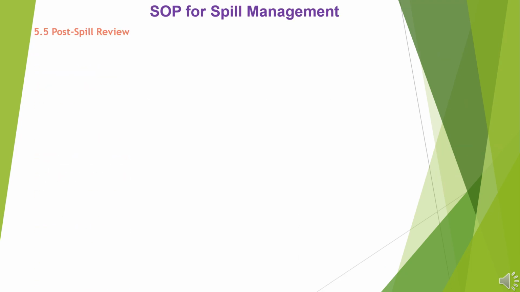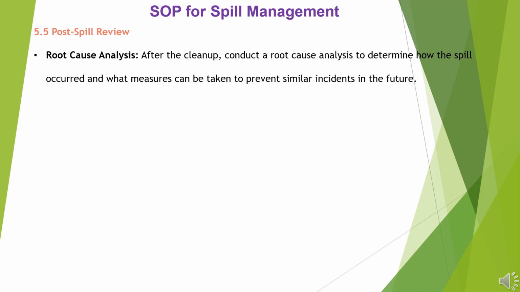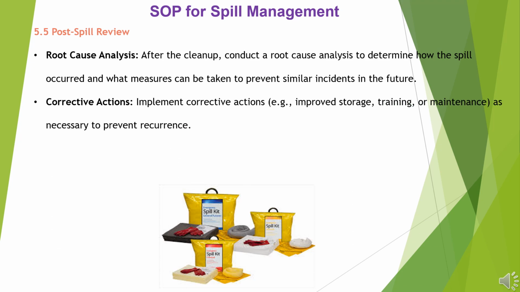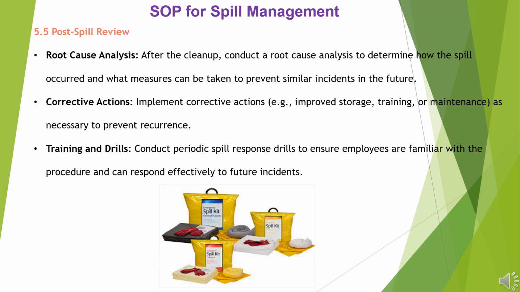5.5 Post-spill review. Root cause analysis. After the cleanup, conduct a root cause analysis to determine how the spill occurred and what measures can be taken to prevent similar incidents in the future. Corrective actions. Implement corrective actions, e.g. improved storage, training, or maintenance, as necessary to prevent recurrence. Training and drills. Conduct periodic spill response drills to ensure employees are familiar with the procedure and can respond effectively to future incidents.